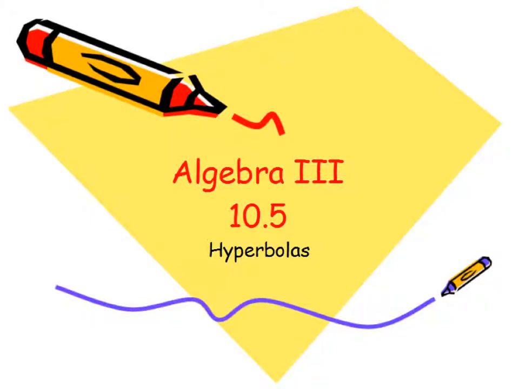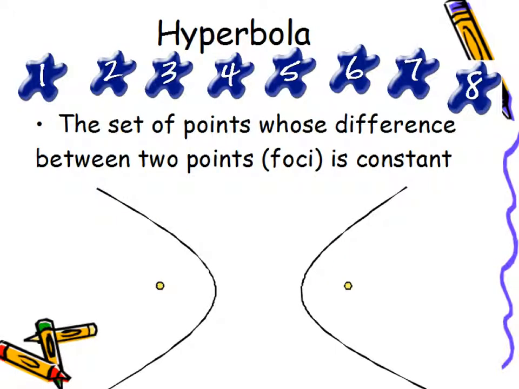Today we look at the fourth and final conic section. It's called a hyperbola. It is created similar to how the ellipse was. The definition of a hyperbola: the set of points whose difference between 2 points is constant.